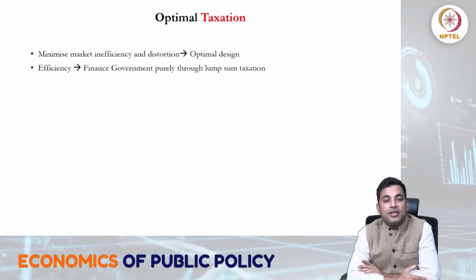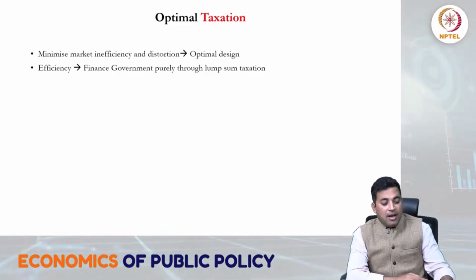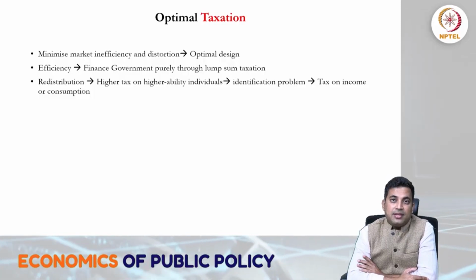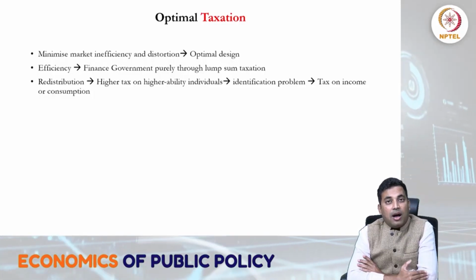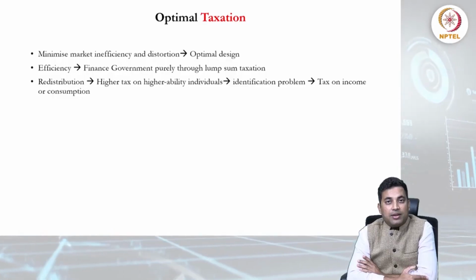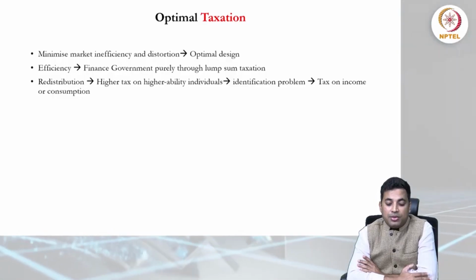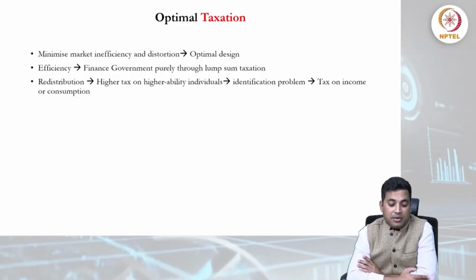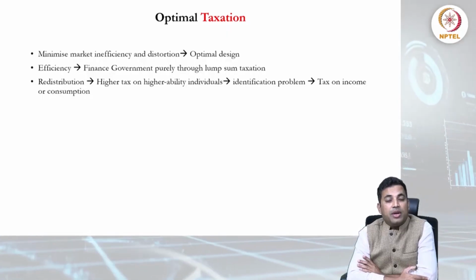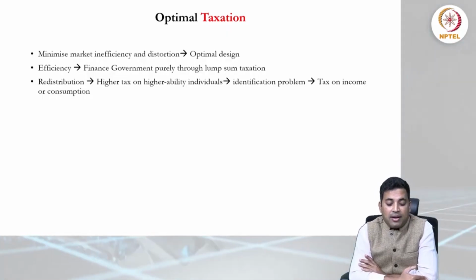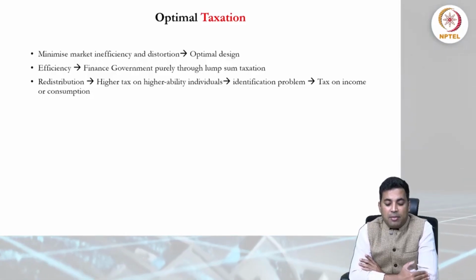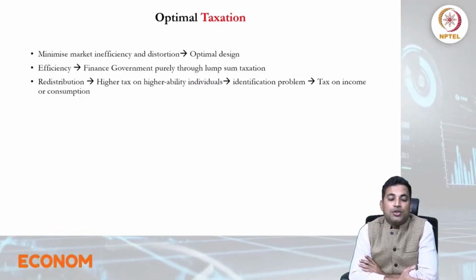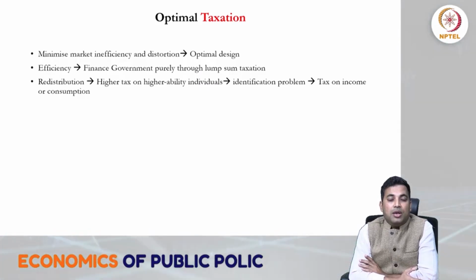One is of course the efficiency, and we already discussed this in our previous lectures when we talked about tax incidence and tax burden. The other point that we really need to take into account for optimal taxation design is the redistribution purpose. When we refer to redistribution, we are actually saying that there should be higher tax on higher ability individuals. Again, as we discussed, rich people should pay more taxes as compared to the poor people.